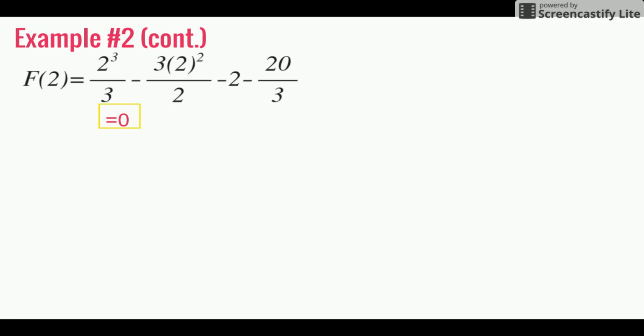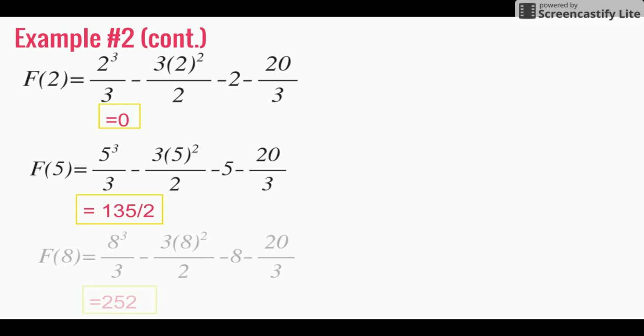Once again, we're going to carry this out to the next page and plug in our x values. So we plug in 2, 5, and 8, and we get 0, 135 over 2, and 252. Just like we said before, we confirmed what we already thought, and the accumulation area is going to increase as we continue with x values.